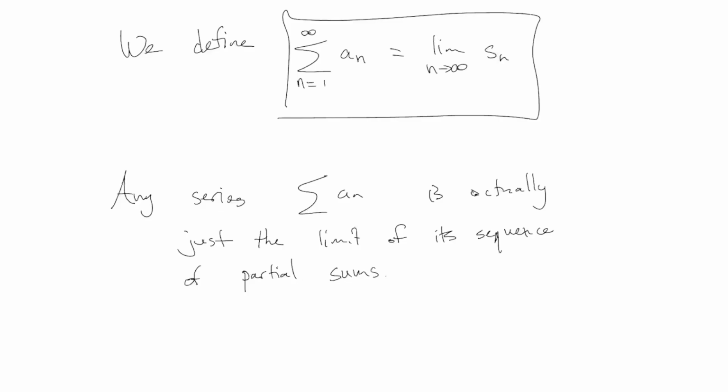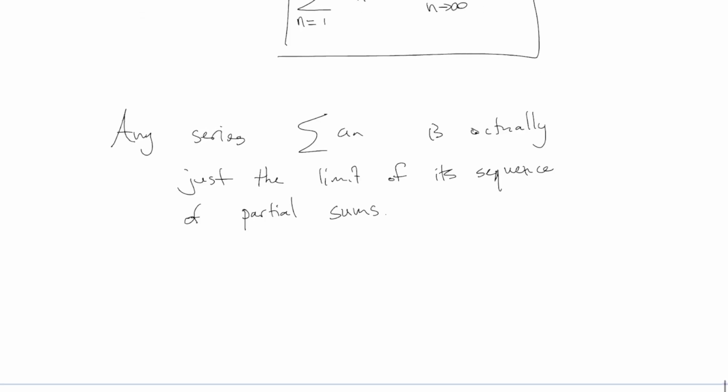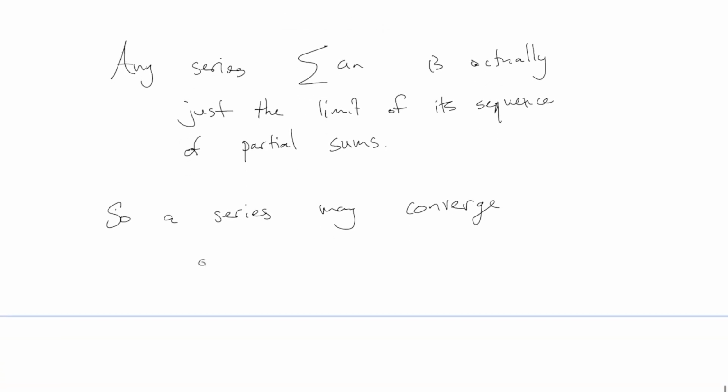What that means is, since it's a limit of something, it's possible that it could exist or not, right? Because we all know that limits can exist and sometimes they do not exist. So because every series is a limit of something or other, it's a limit of a sequence, that means that any series may converge or diverge, depending on whether that limit converges or diverges. Because a series is a limit of something, and limits can either converge or diverge.